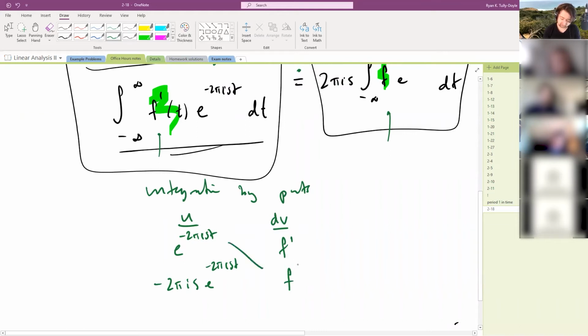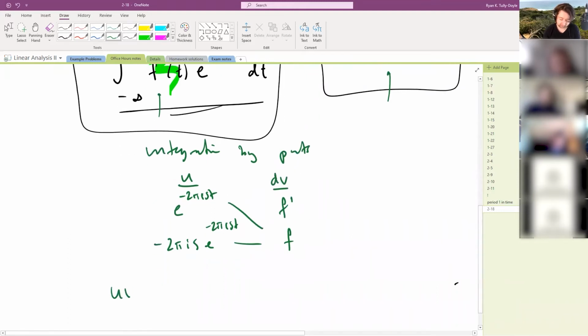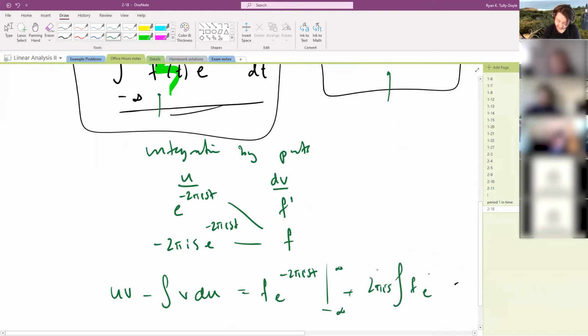So this right here is u times v, and this right here is the integral of v du. So when you write down uv minus the integral of v du, you get, well, what is uv? f e to the minus 2 pi i st, evaluated from minus infinity to infinity, plus 2 pi i s times the integral of f e to the minus 2 pi i st.